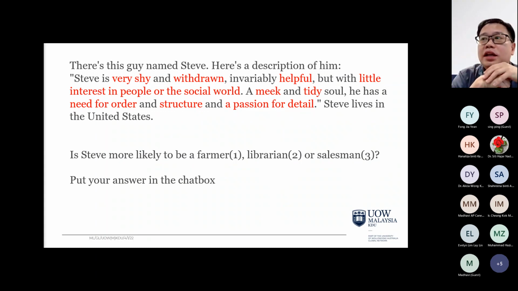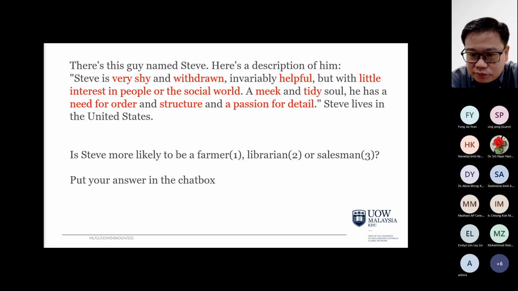Very straightforward. There's this guy named Steve. Here's a description of him. Steve is very shy and withdrawn, invariably helpful, but with little interest in people or the social world. A meek and tidy soul, he has a need for order and structure and a passion for detail. Steve lives in the United States. So is Steve more likely to be a farmer, librarian, or salesman? Put your answer in the chat box. Just put 1, 2, or 3.